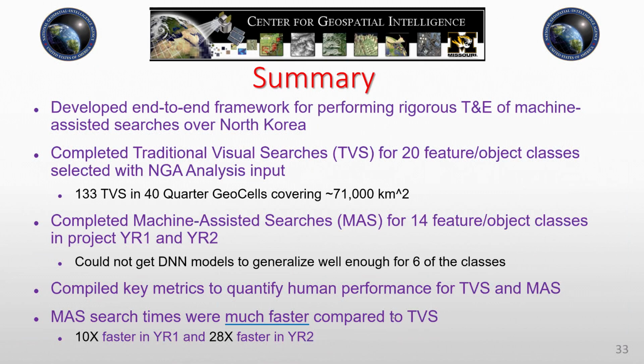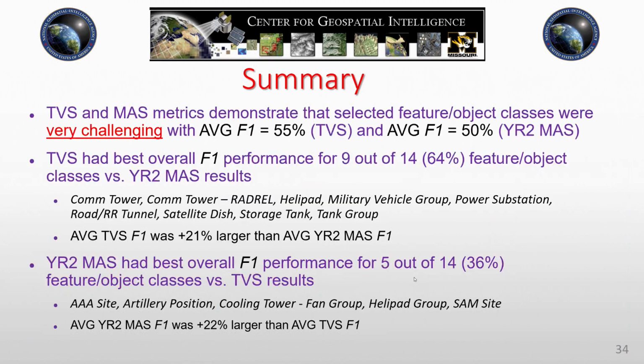So that's a big benefit in terms of speed, 10 times faster in year 1 and almost 30 times faster in year 2. But we still have a long way to go. There's still more work to be done to improve these algorithms. The average F1 score for the traditional searches was only 55%, and the average F1 score for the year 2 machine-assisted searches was 50%. So very close, but still not equaling human performance.